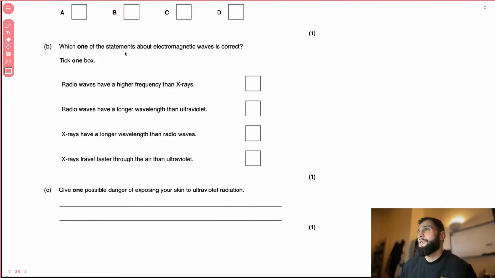Which one of the statements about electromagnetic waves is correct? We want to pick one. Radio waves have a higher frequency than X-rays. Is that true? Radio waves have a longer wavelength than ultraviolet. X-rays have a longer wavelength than radio waves. Or X-rays travel faster through air than ultraviolet. We know this is not true because they all travel the same. Yes, we got a few answers. What do you guys think?